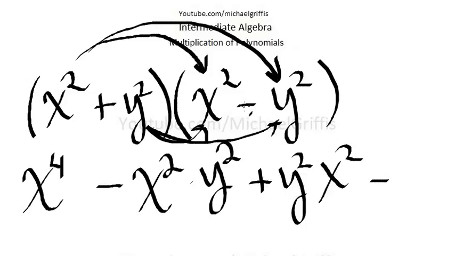But we see this minus here, so we know it's going to be a minus because there's a positive out in front of y squared. So y squared times y squared, add the exponents, becomes y to the fourth.